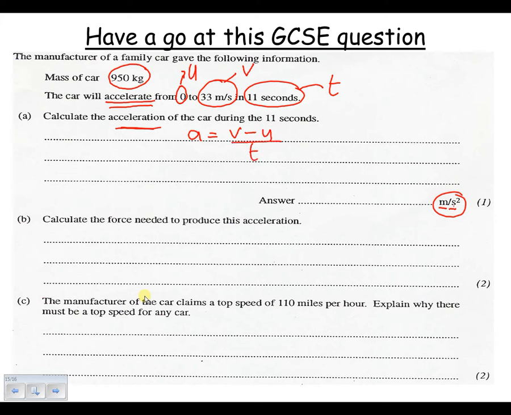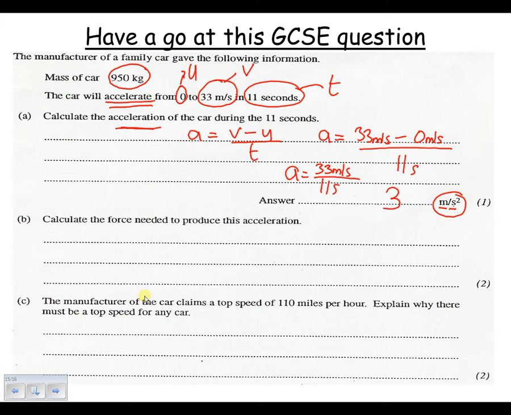Substitute into it. A is equal to 33 meters per second, take away 0 meters per second, divided by 11 seconds. A is equal to 33 meters per second divided by 11 seconds. You put that in your calculator, you end up with 3 meters per second squared.